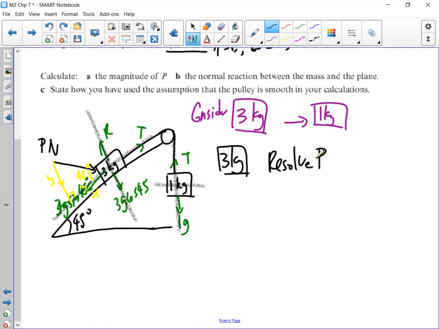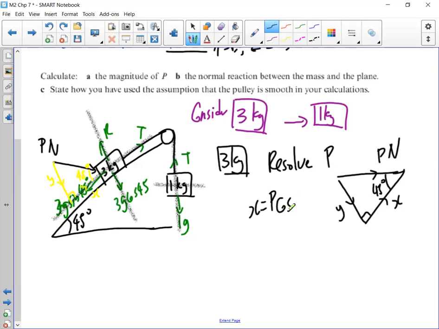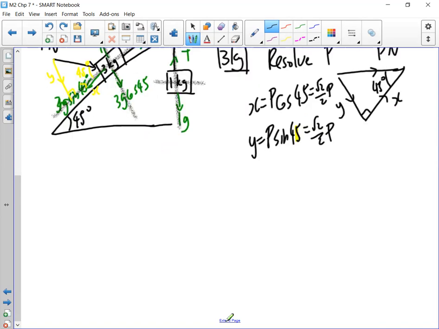I'll just draw the triangle out again, just for this time. That's quite an ugly triangle. So that's P Newton. That's x, and that's y. That's 45 degrees. So x equals P cos 45, that's root 2 over 2 P. Y is P sin 45, which is root 2 over 2 P. Right, next step, force diagram on the 3 kilogram block.